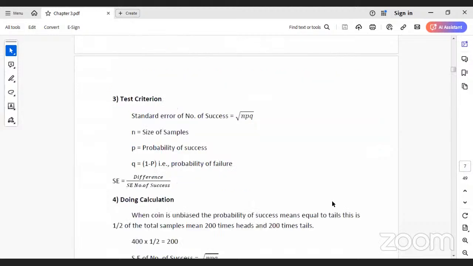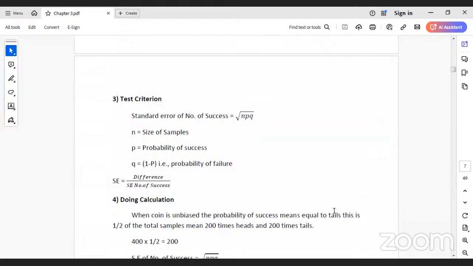And the test criteria. The standard error of number of success is the test criteria. We have to write the formulas according to the question. Whichever formula we are going to apply should be written here. So standard error of number of success is equal to under root NPQ. N is equal to size of sample, P is equal to probability of success, Q is equal to 1 minus P, that is probability of failure. Standard error is equal to difference divided by standard error of number of success.